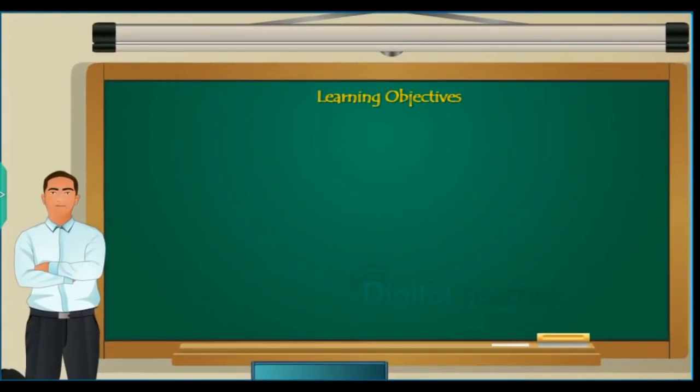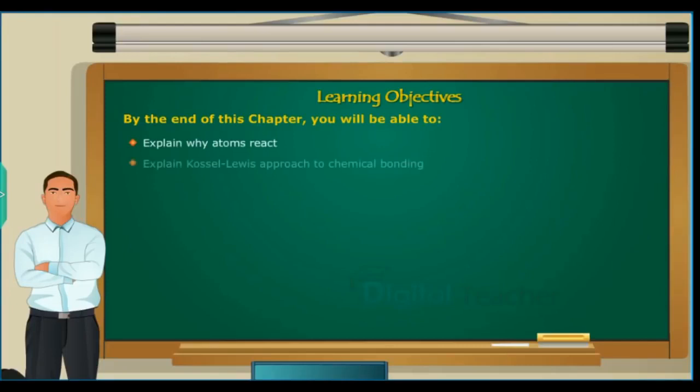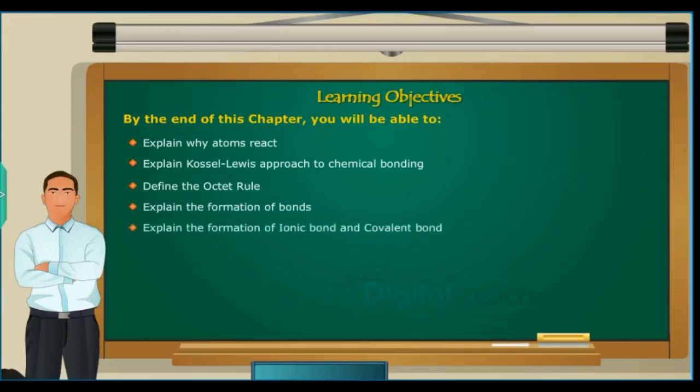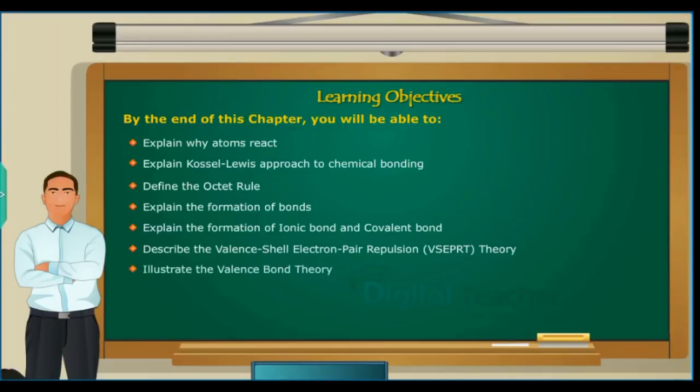Learning objectives. By the end of this chapter, you will be able to explain why atoms react, explain the Kossel-Lewis approach to chemical bonding, define the octet rule, explain the formation of bonds, explain the formation of ionic bond and covalent bond, describe the valence shell electron pair repulsion theory, illustrate the valence bond theory, and discuss the properties of ionic and covalent compounds.